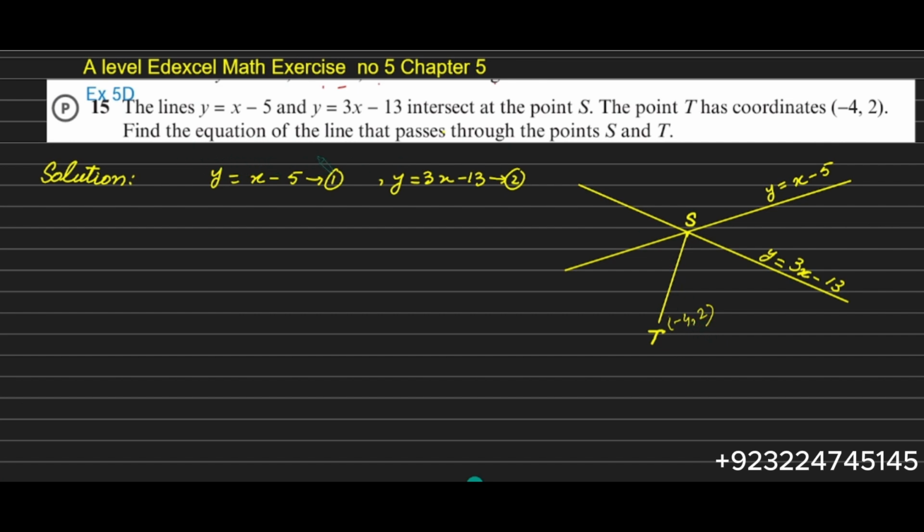We have to find the equation of the line that passes through the points S and T. It means this is the line which passes through S and T. We have to find the equation of the line ST.